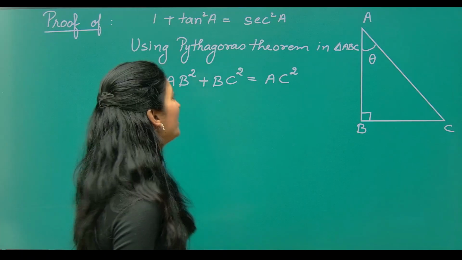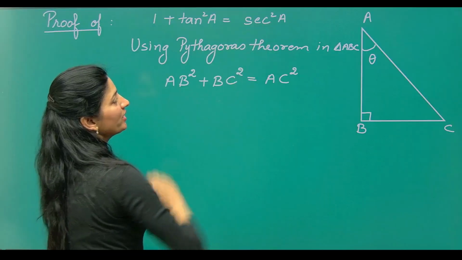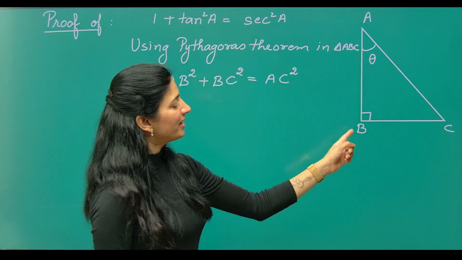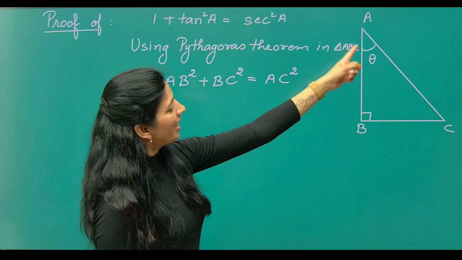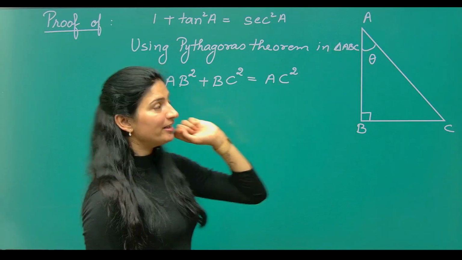In this video, we are going to learn the proof of 1 plus tan square A is equal to sec square A. Here is the figure. In this figure, we have a right angle triangle, right angle at angle B, and this is our angle theta. So our main focus will be on this angle, angle A.